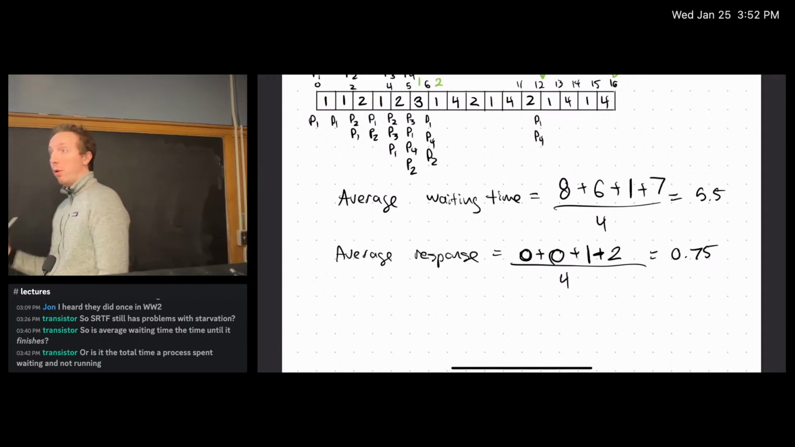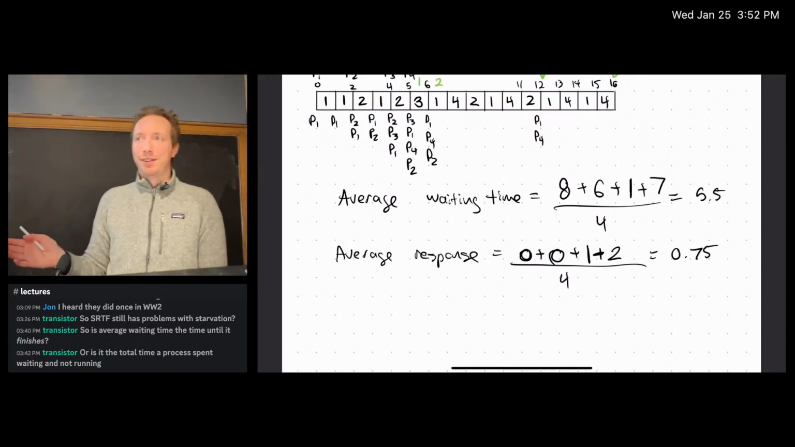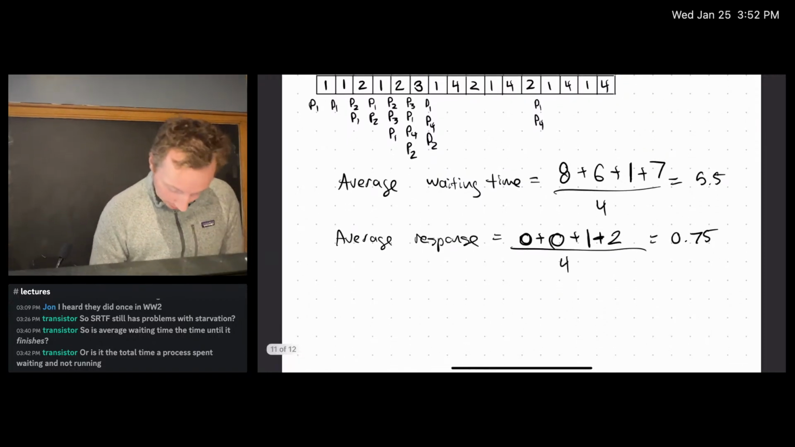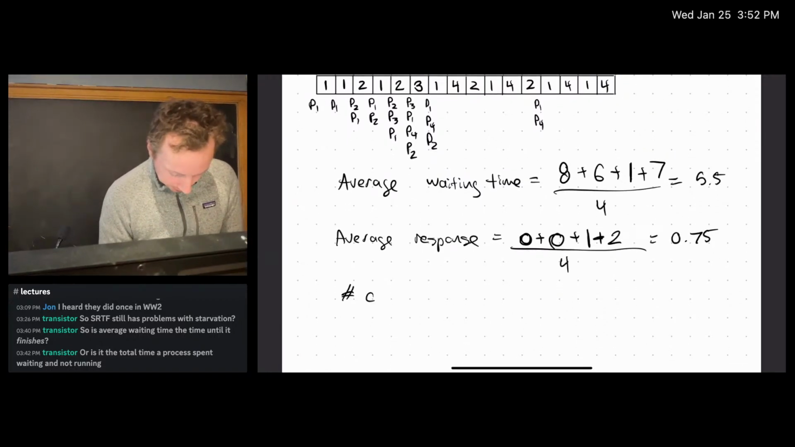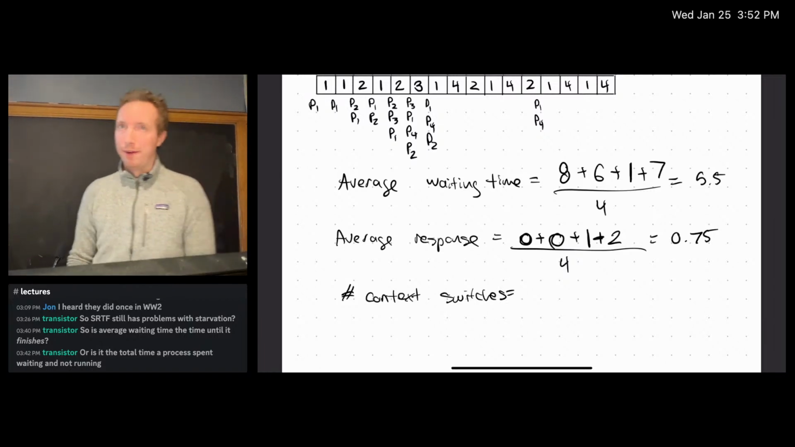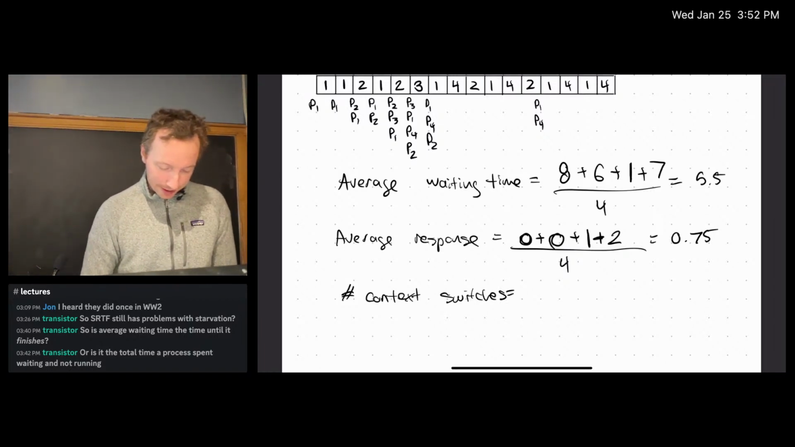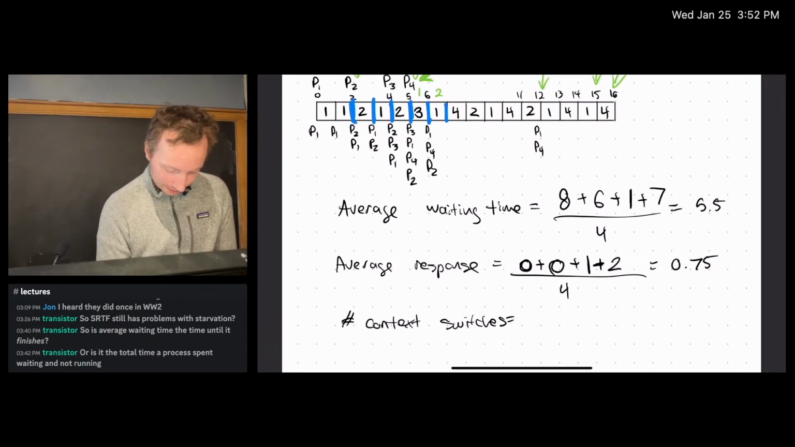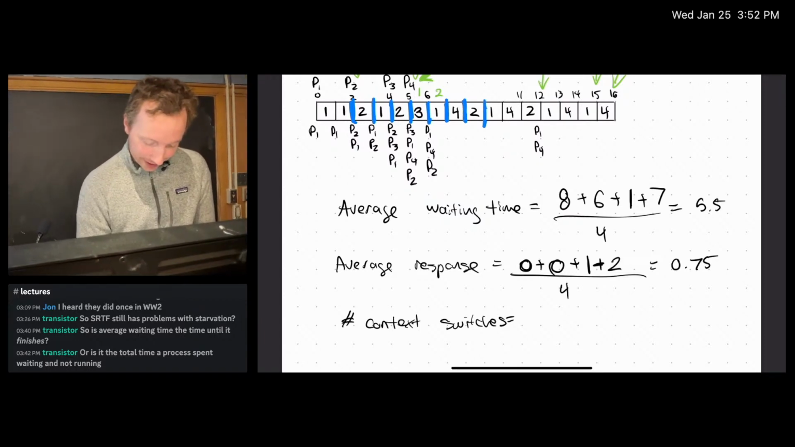So our response time got way better, and that kind of makes sense because we're swapping so fast. So the number that probably went up that isn't great is the number of context switches. Because so far, I've just kind of been assuming that everything is instant. So how many context switches did we have? Well, 1, 2, 3, 4, 5, 6, 7, 8, 9, 10, 11, 12, 13, 14. Yikes.